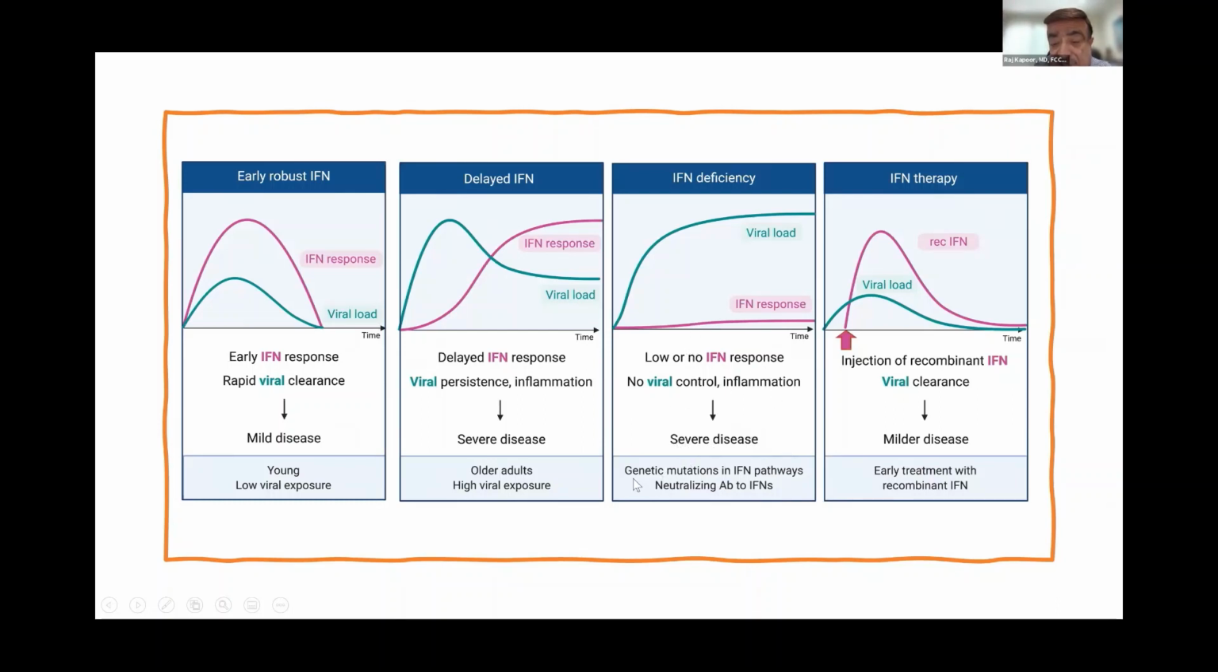And this is because of the genetic mutations in the IFN pathways, and there are neutralizing antibodies to the interferon, like I explained to you. That is why we are talking about injection of recombinant interferon to decrease the viral load and make it a milder disease. This may be the early treatment: recombinant interferon.